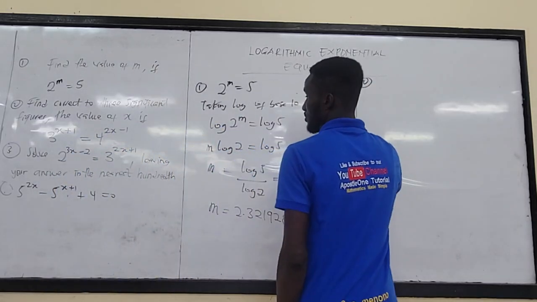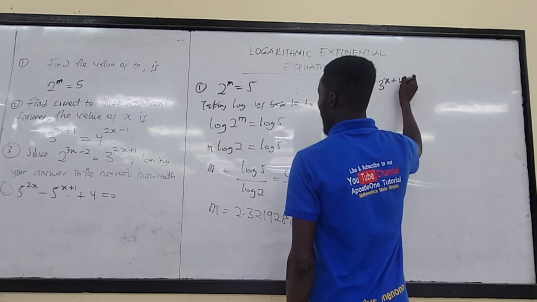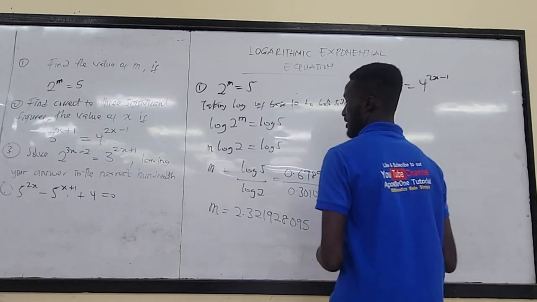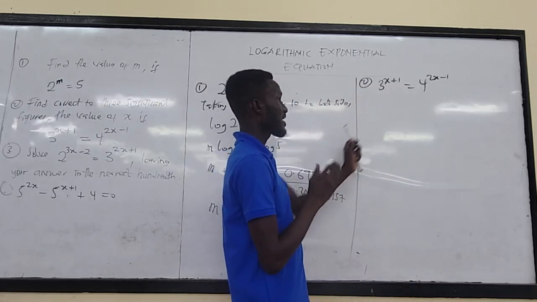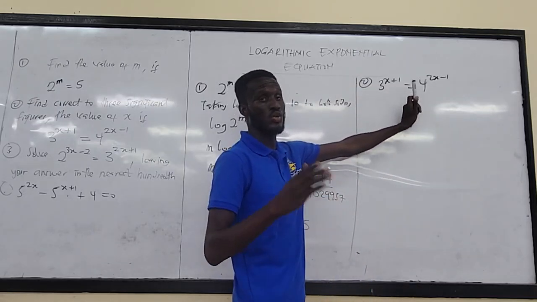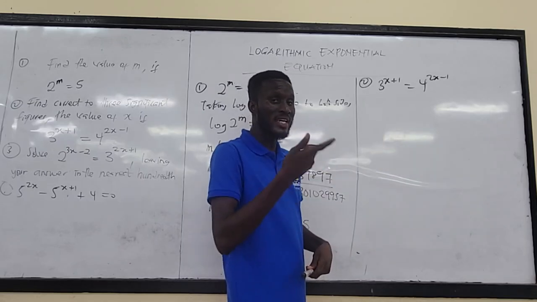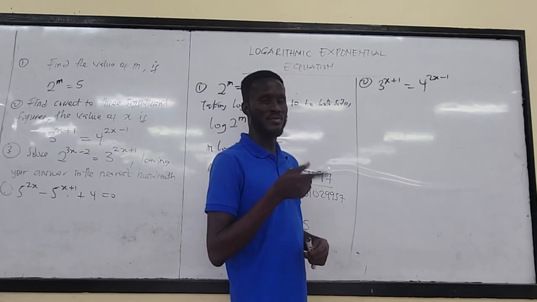Now question number 2. We have 3 exponent x plus 1 equal to 4 exponent 2x minus 1. In this one, there is no way we can make sure the bases are the same. This one is base 3, this one is base 4. They are not going to be the same. So I have to take logarithm of base 10. Don't forget, I'm taking logarithm of base 10. You can take logarithm of any base, but me, I prefer base 10.